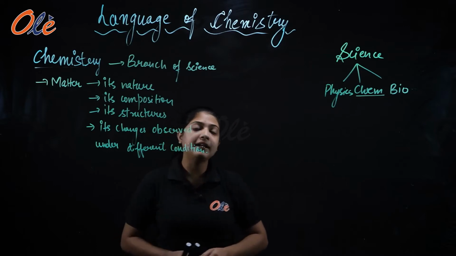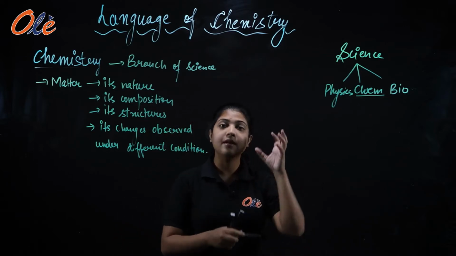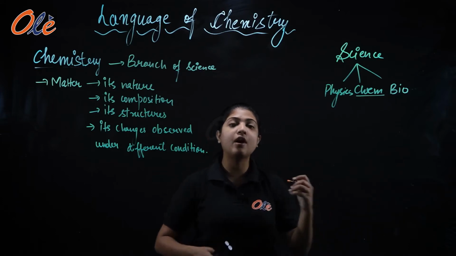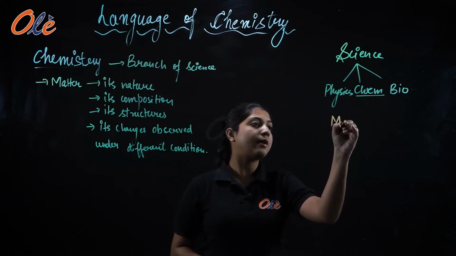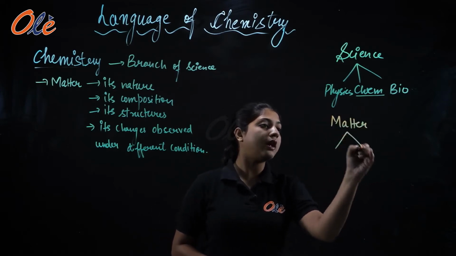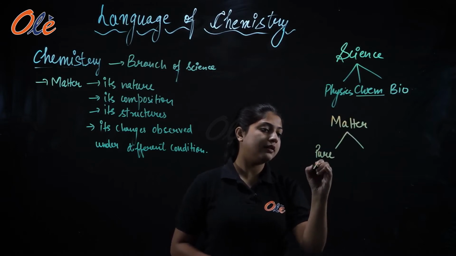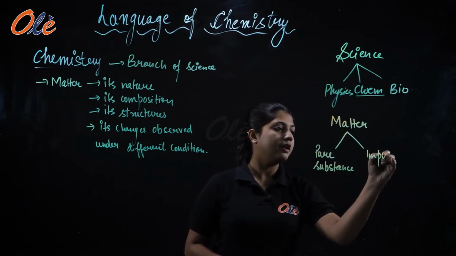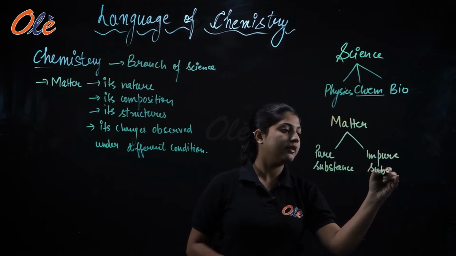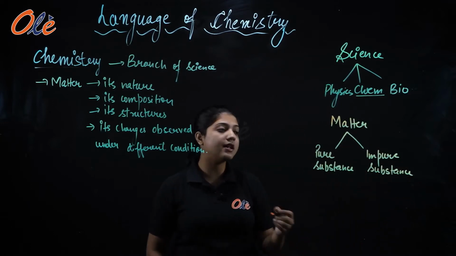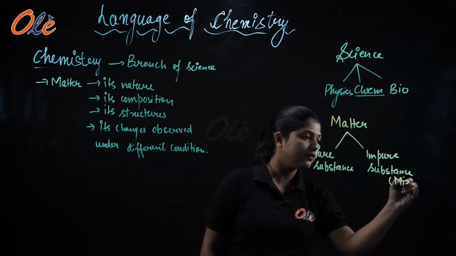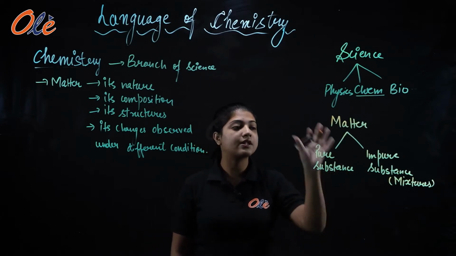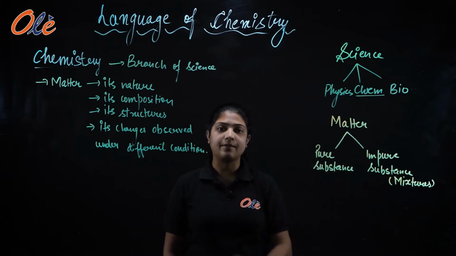Now, I would like to tell you that matter is made up of different types of elements, right? First of all, matter is divided or subcategorized as pure and impure substances. Impure substances are known as mixtures, which we will study in detail later. But in this particular session, we are going to focus upon pure substances, right?